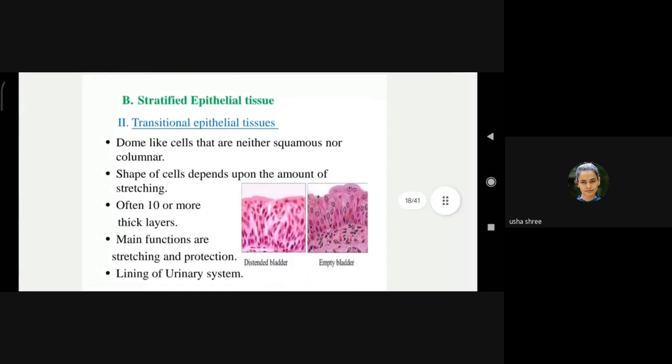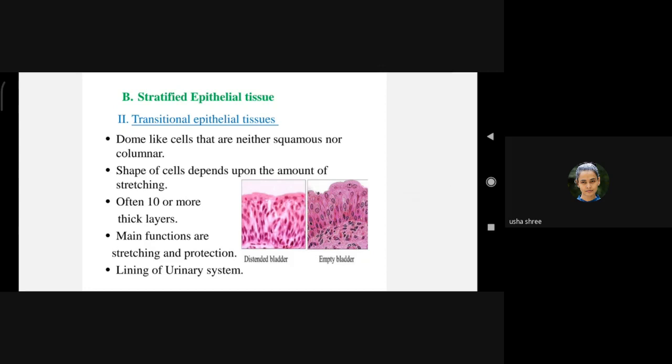Now, second is transitional epithelial tissue. They are dome-like cells that are neither squamous nor columnar. The shape is changed now. In transitional epithelial tissue, the shape is changed now to dome-shaped. So, it is quite important. Dome-shaped epithelial tissue is transitional epithelial tissue. They are neither squamous nor columnar.